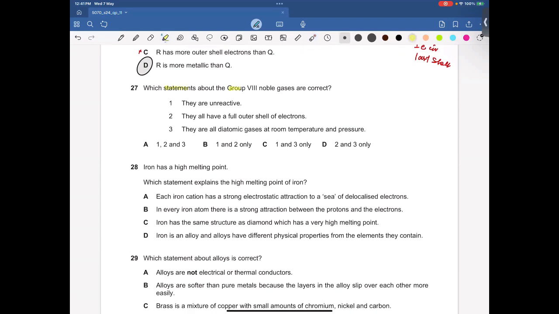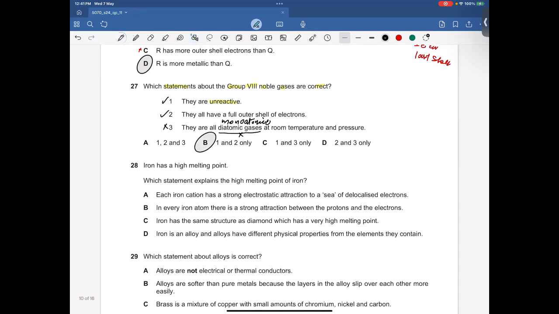Which statements about group 8 noble gases are correct? They are unreactive. That's true. They all have a full outer shell of valence electrons, right? They are all diatomic gases. That's incorrect because these are monatomic gases, not diatomic. So 1 and 2, the right answer is going to be B.